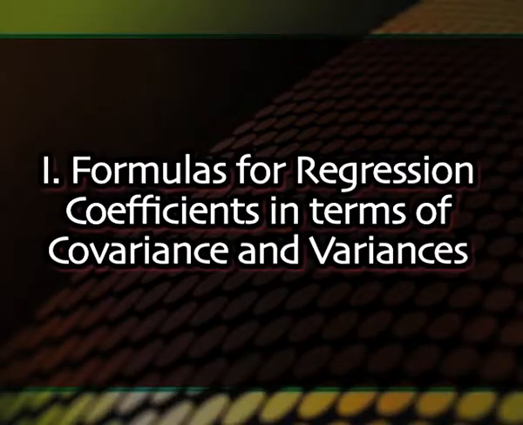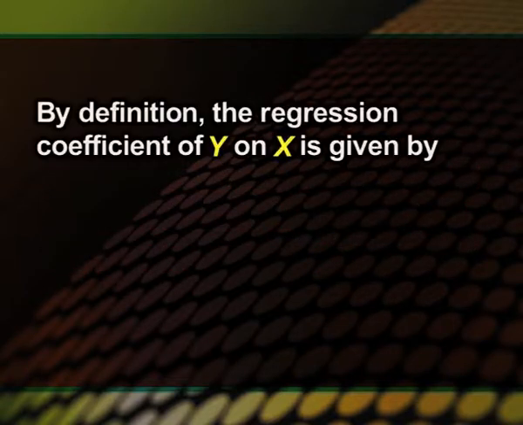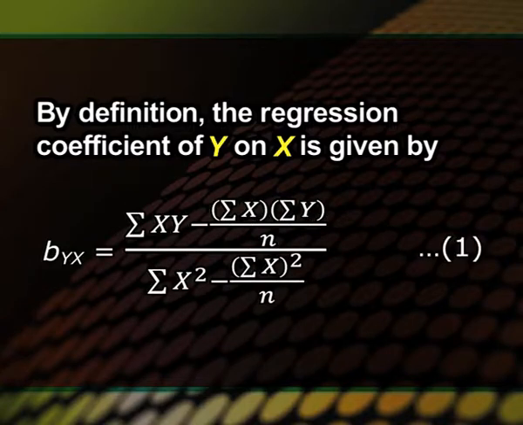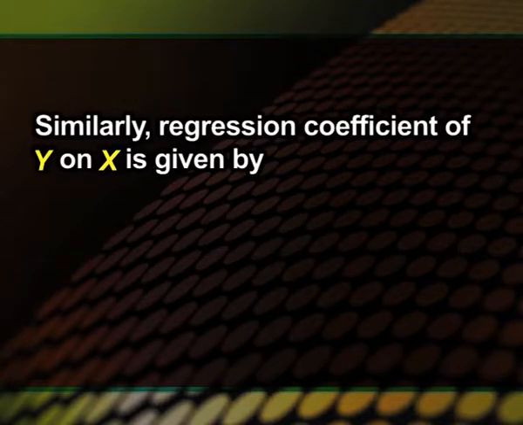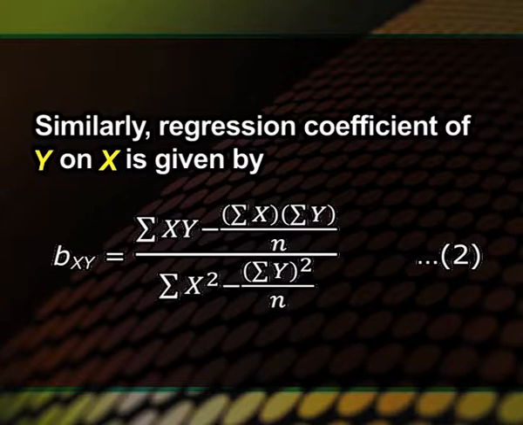In this section, we shall derive some more formulas for regression coefficients. The first: formulas of regression coefficient in terms of covariance and variances. By definition, the regression coefficient of y on x is given by byx equals (sigma xy minus sigma x times sigma y by n) divided by (sigma x square minus (sigma x)^2 by n). This is equation 1. Similarly, the regression coefficient of x on y is given as bxy equals (sigma xy minus sigma x times sigma y by n) divided by (sigma y square minus (sigma y)^2 by n). This is equation number 2.